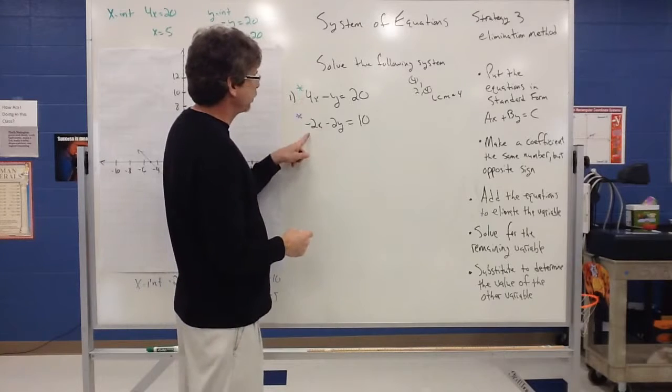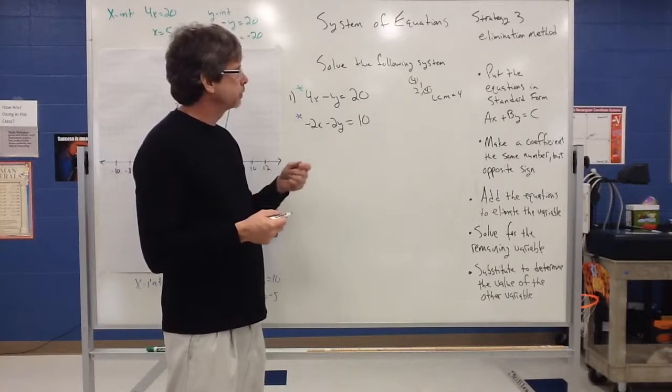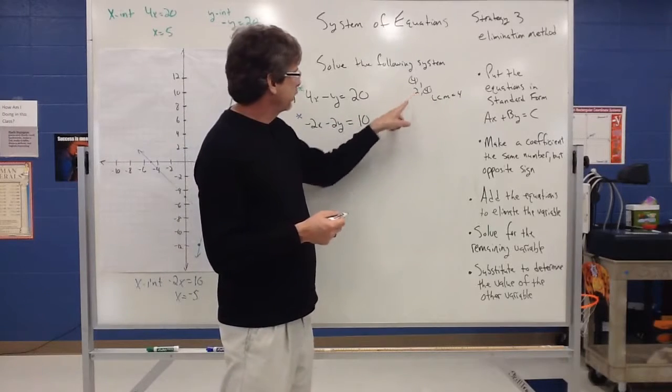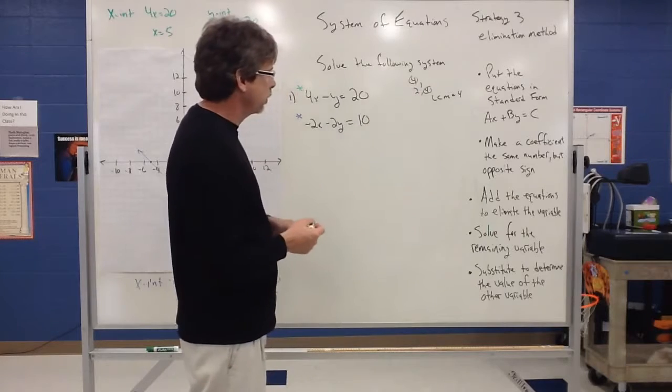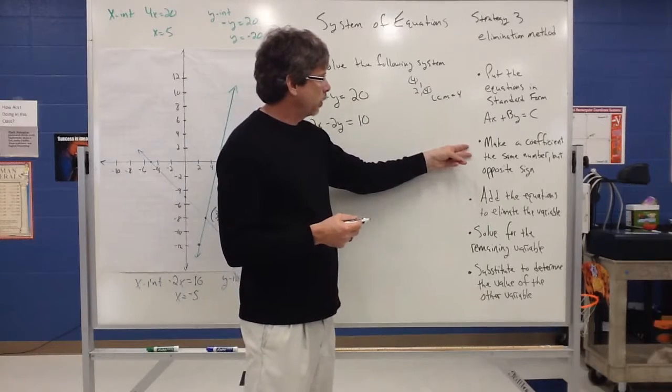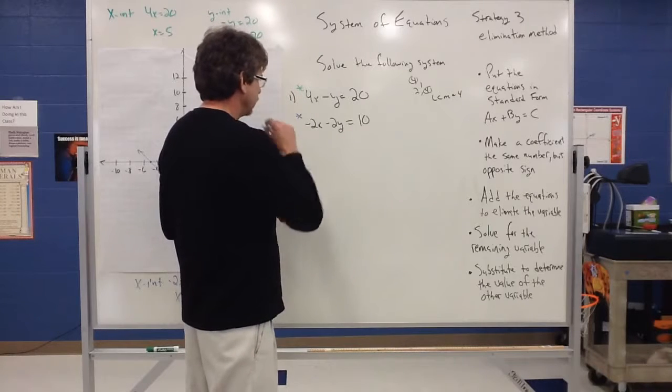So I can make them both a 4, and since they're already opposite sign, I don't need to worry about that. So to make this 2 change into a 4, I needed 2 2's to make a 4. So what we're going to do, to make the coefficient the same number, is multiply this whole equation by the same value.